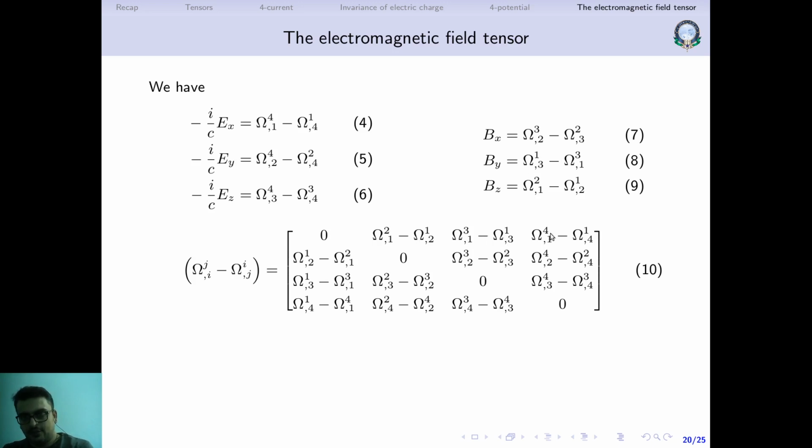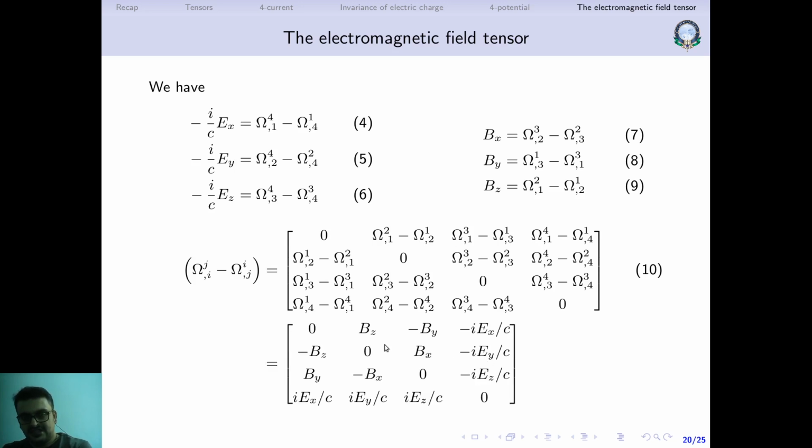Similarly, we have omega 4 comma 1 minus omega 1 comma 4. What is this quantity? They are the same. So that means this must be equal to minus iEx by c. So this is Bz, this is minus By, this is minus iEx by c. So we do the same thing for all the other components, and this is what we will get. Okay, so you can verify one by one, please verify this at home, whether all the components are basically the same as we had mentioned over here.